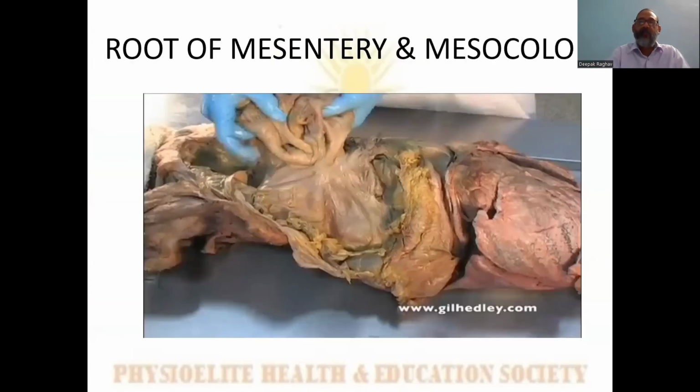Then next is the root of the mesentery. When we gather all the intestines, here is the root of the mesentery. From here, the mesentery covers all the loops of the small intestine, and this part is the mesocolon.